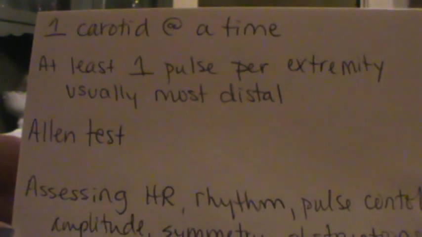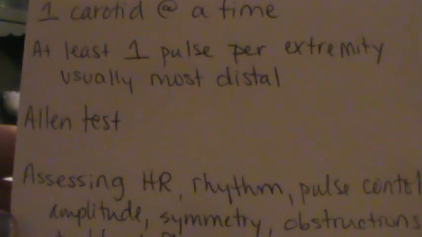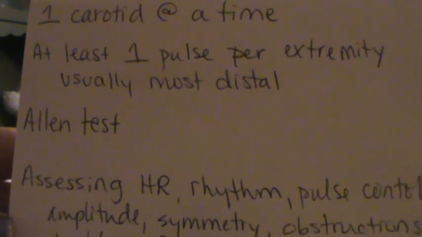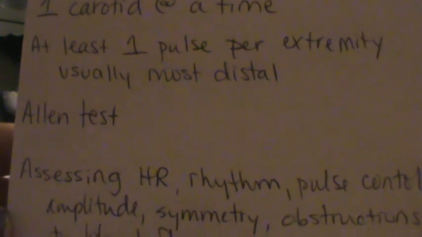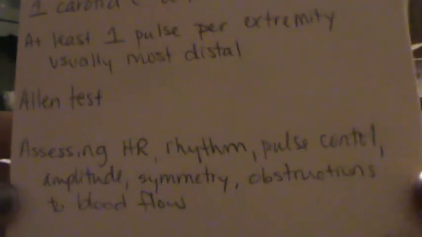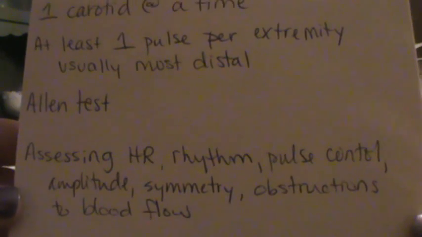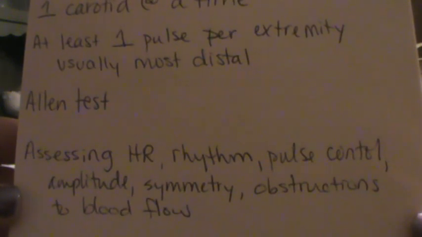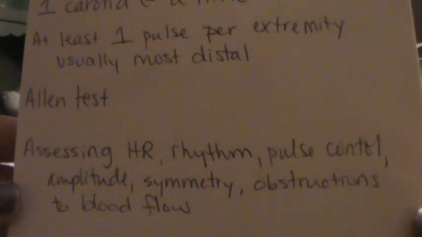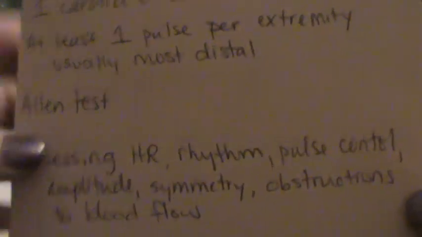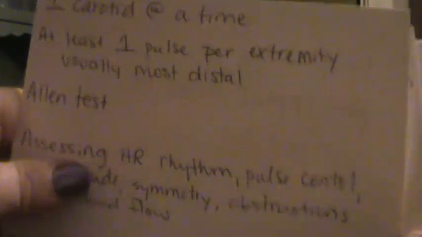Remember, it's one carotid at a time. Palpating both carotids simultaneously can cause the patient to pass out. We need to palpate at least one pulse per extremity, and usually the most distal pulse. We can do the Allen test, and we can assess heart rate, rhythm, pulse control, amplitude, symmetry, obstructions to blood flow by assessing your pulse points.